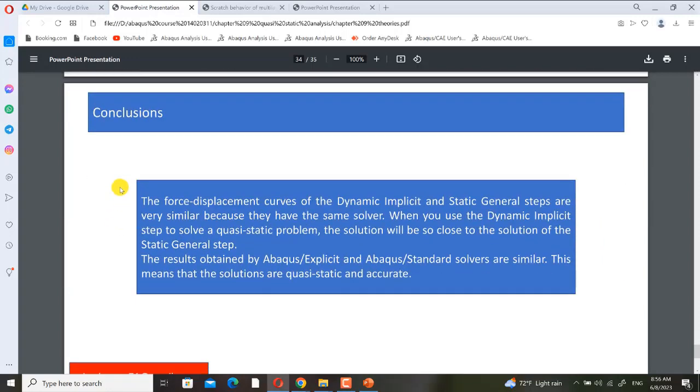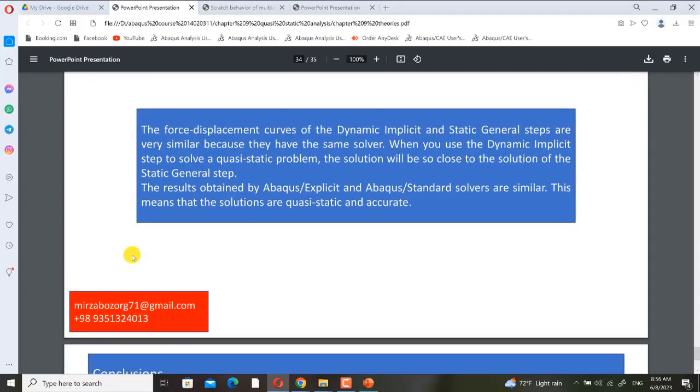And about conclusions, the force displacement curves of the dynamic implicit and static general steps are very similar because they have the same solver. When you use the dynamic implicit step to solve a quasi-static problem, the solution will be so close to the solution of the static general step. The results obtained by Abaqus explicit and Abaqus standard solvers are similar. This means that the solutions are quasi-static and accurate.